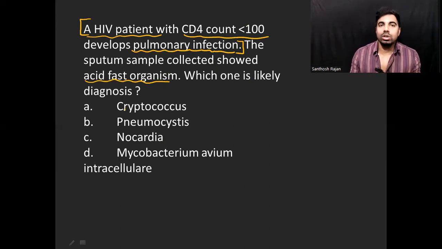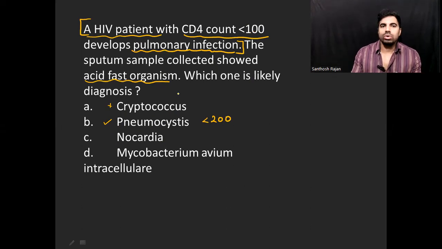Cryptococcus, yes, it can cause it. Usually it's meningitis, but it can cause it plus minus. Cryptococcus is mainly meningitis only; pulmonary is not that common. Pneumocystis, yes, it can cause it in an HIV patient. But for Pneumocystis jirovecii, the count should be less than 200. So this is out, since here they've given 100.